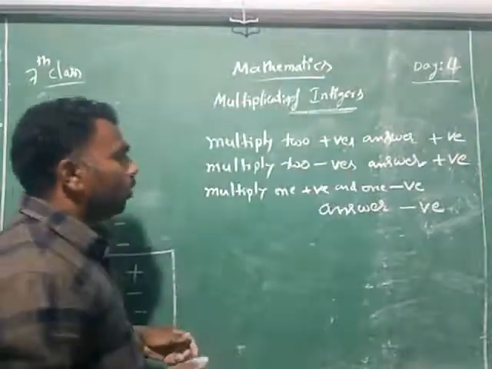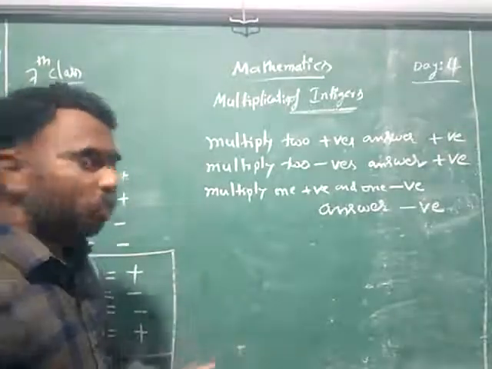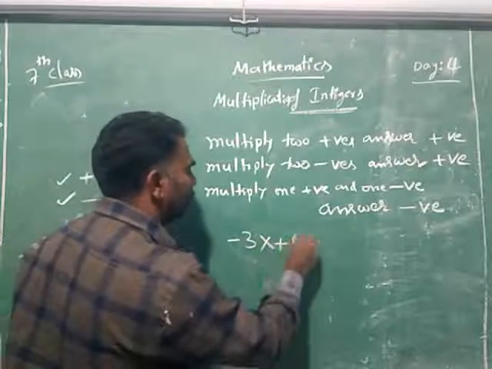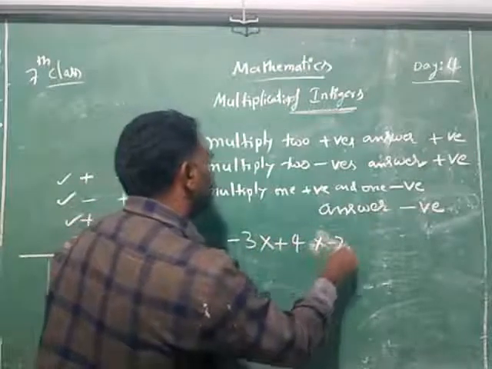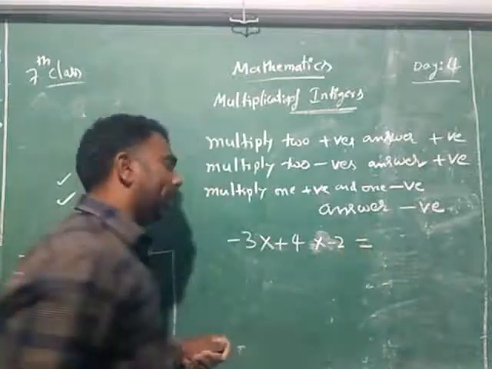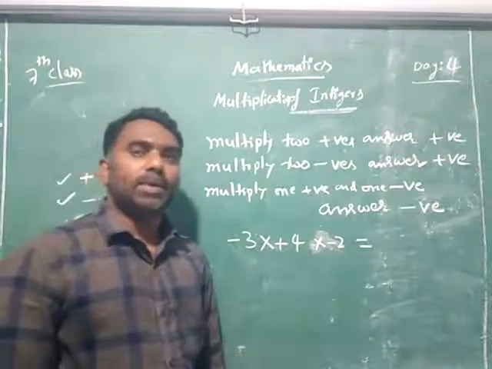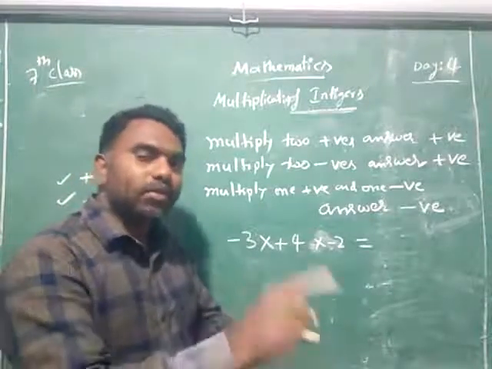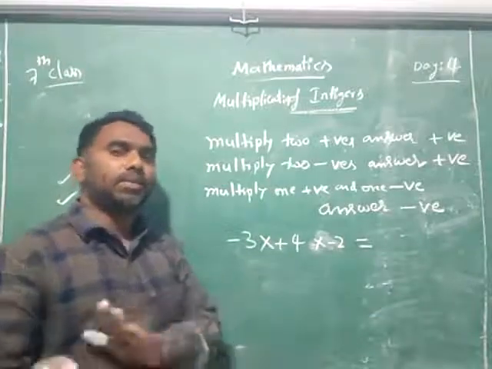Okay, next. Now I am going to say about more numbers. When you are multiplying more numbers, minus 3 into plus 4 into minus 2 is equal to, I am multiplying 3 numbers here. It is also the same method. The first thing you need to do is multiply the symbols, next multiply the numbers.